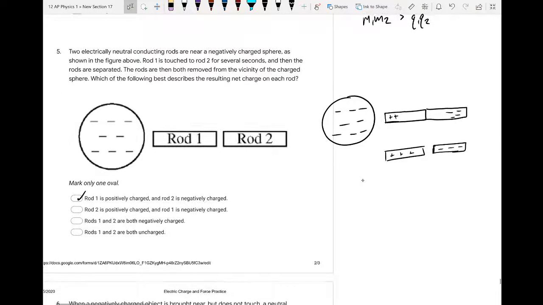Alright, for this one, two electrically neutral conducting rods are near a negatively charged sphere as shown in the figure below. Rod 1 is touched to rod 2 for several seconds, and then the rods are separated. The rods are then both removed from the vicinity of the charged sphere. Which of the following best describes the resulting net charge on each rod?